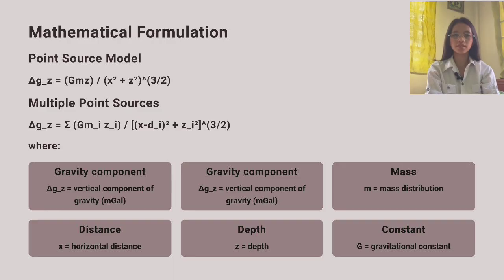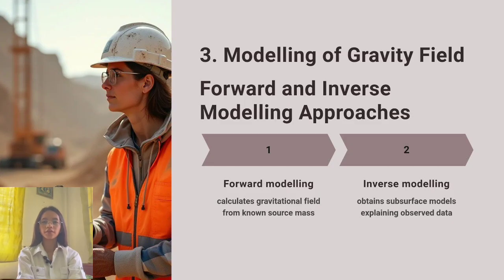For modeling of the gravity field, the researchers used forward and inverse approaches. Forward modeling predicts gravity anomalies from a known structure, while inverse modeling estimates the subsurface structure that could produce the measured data. Both approaches are essential for interpreting the gravity survey results and ensuring the reliability of the findings of the study.